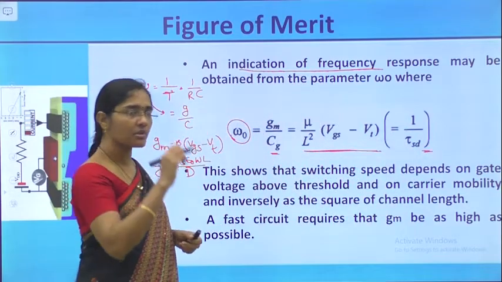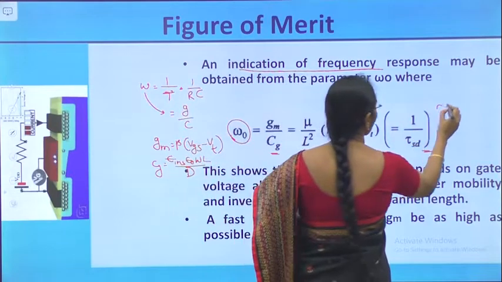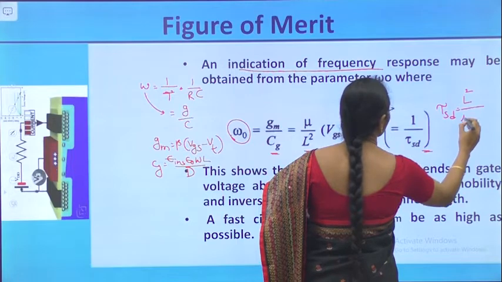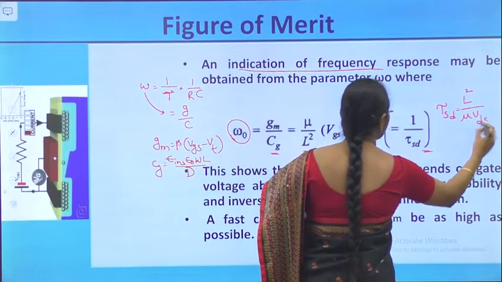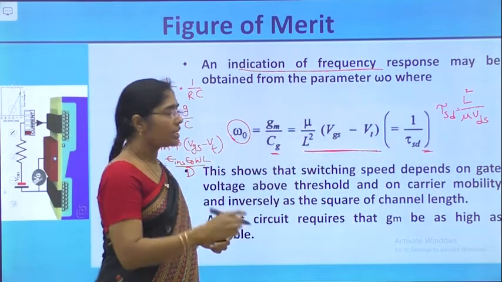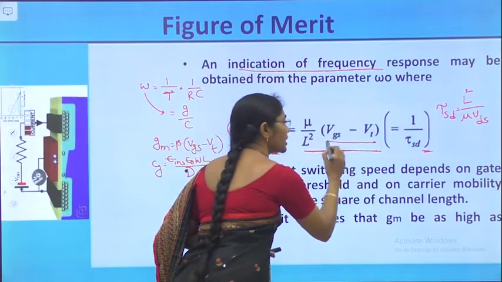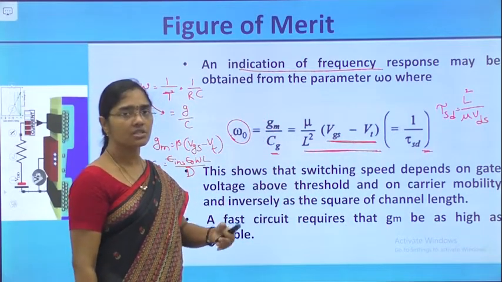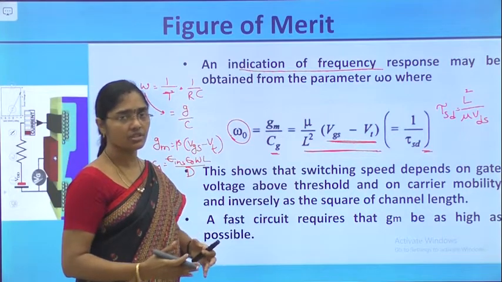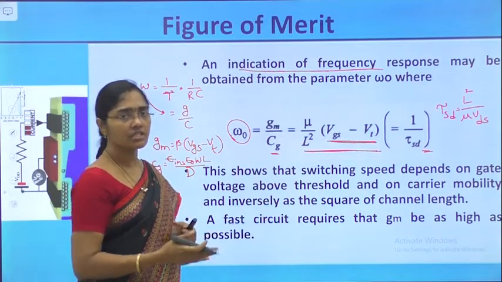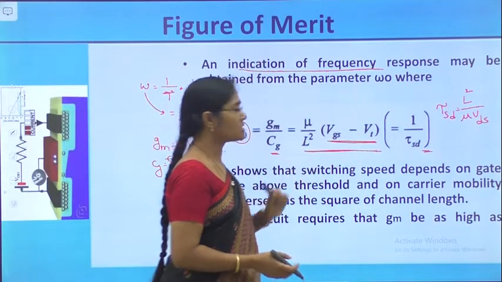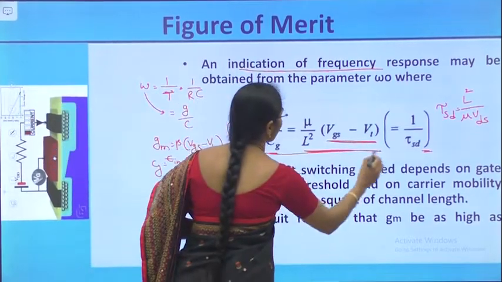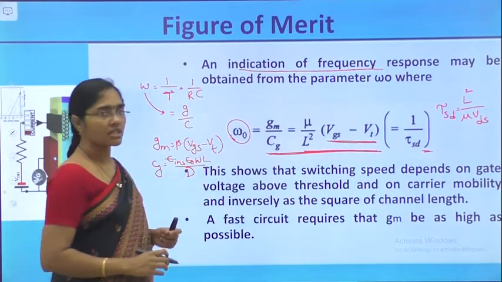Because tau St formula we have seen. What is that tau St? Tau St is equal to L square by mu into VDS, where VDS is written as VGS minus VT, because we are seeing the frequency response in the saturation region. In the saturation region VDS is equal to VGS minus VT. So finally, omega naught is equal to mu by L square into VGS minus VT.